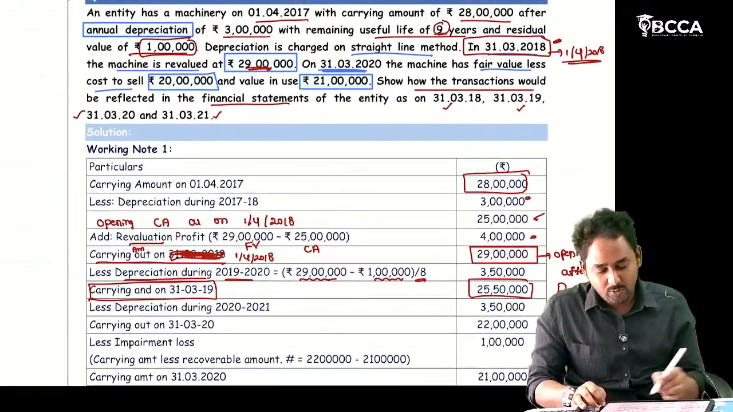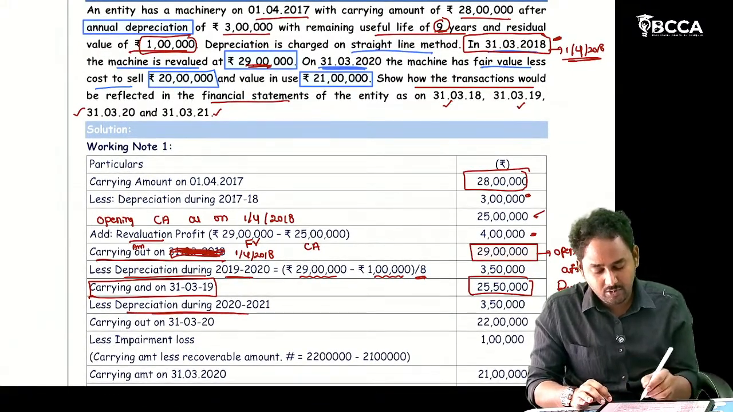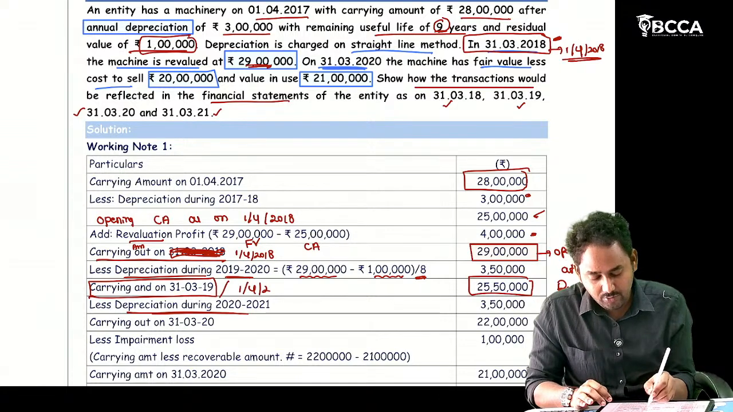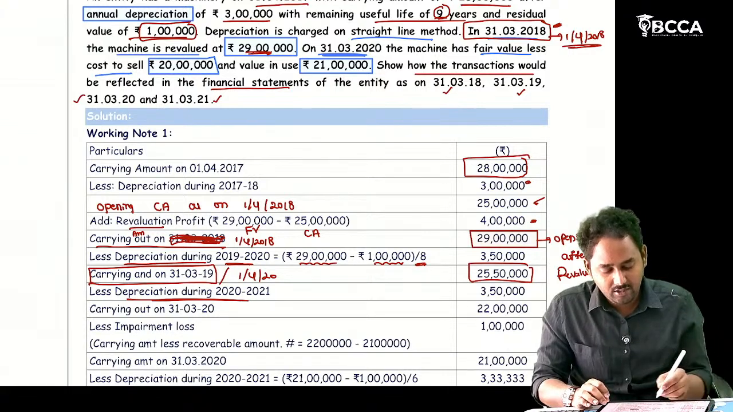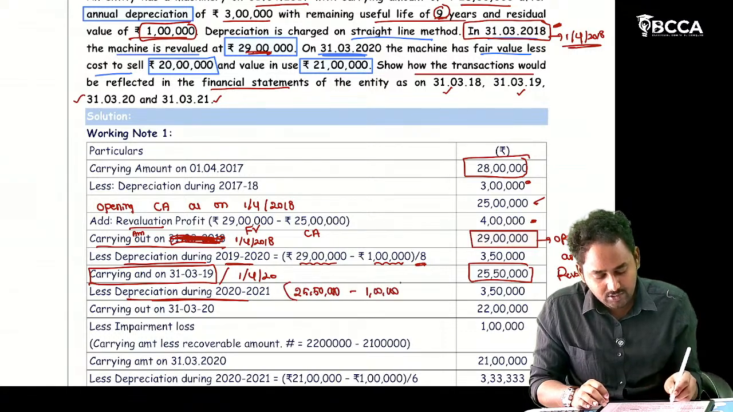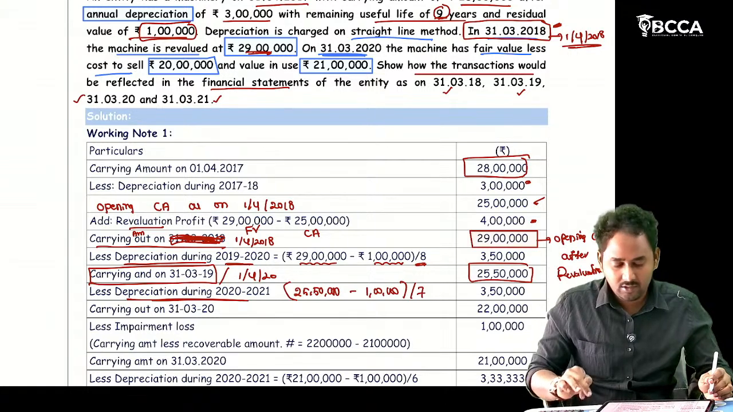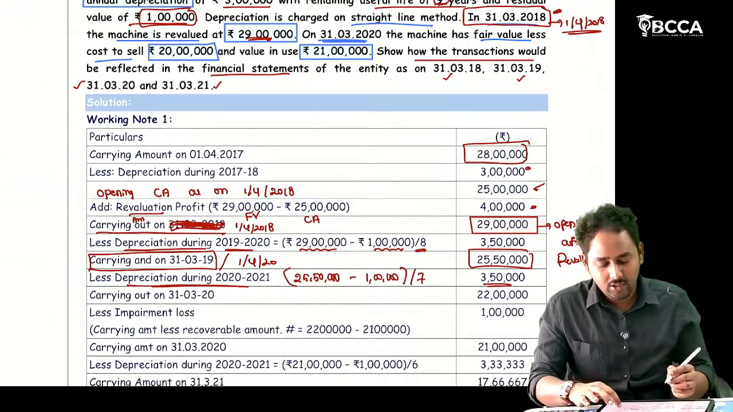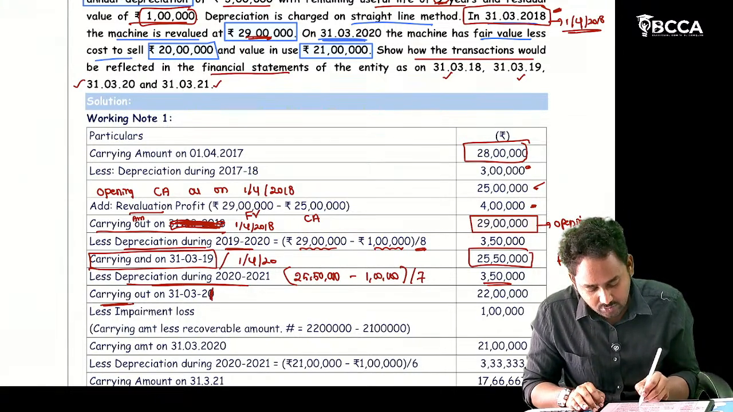After that I need to provide for the depreciation for 2021, because it is the 1/4/2020 value. So what is the depreciation? Again, 25 lakh 50,000 minus 1 lakh. We can put it as 7. 25 lakh 50,000 minus 1 lakh divided by 7. Then you get again 3 lakh 50,000. Then I got the closing carrying amount as on 31st March 2021.